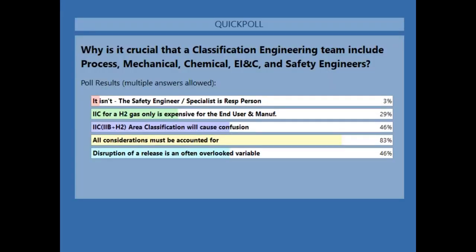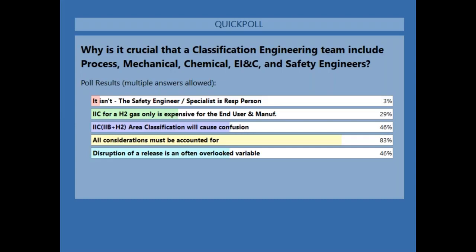Now, 29% for 2C for hydrogen 2 gas only. I wish that percentage would be higher as we went over this presentation. The amount of time wasted talking if a 2B+H² equipment is okay in a 2C area is certainly wasted time and money. 46% for the 2C plus 2B, or 2C bracket 2B+H², causing confusion. I agree with that. Definitely will cause confusion.